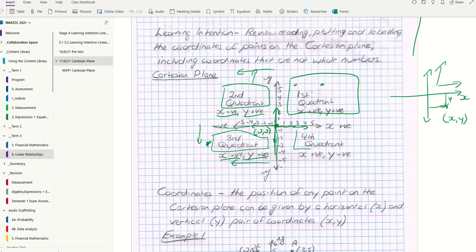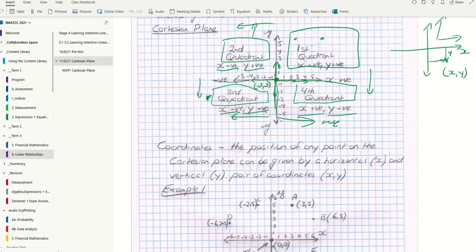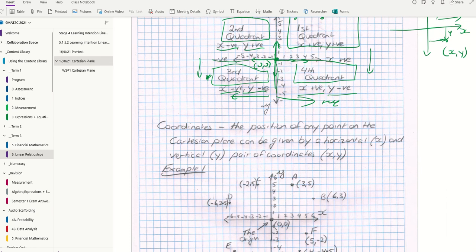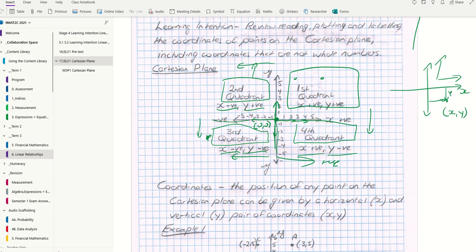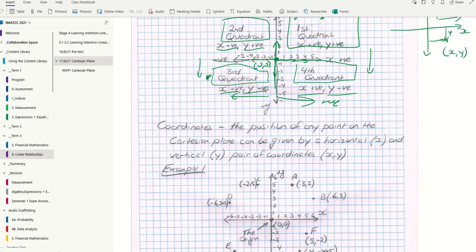And finally, in the fourth quadrant, our x's are positive, but our y's are negative. So in the fourth quadrant, x positive, y negative. Now, as we said, coordinates, the position of any point on the Cartesian plane, which is just the same thing as a number plane, can be given by a horizontal x and a vertical y pair of coordinates, which we put in brackets and go x, y.